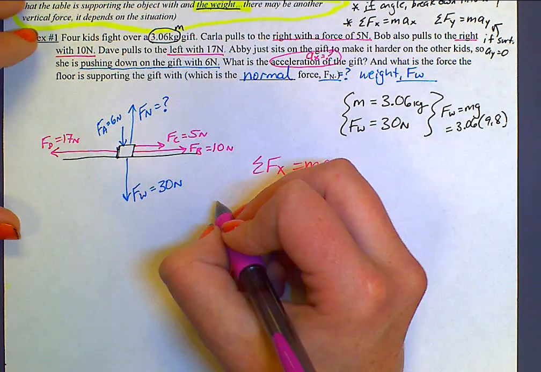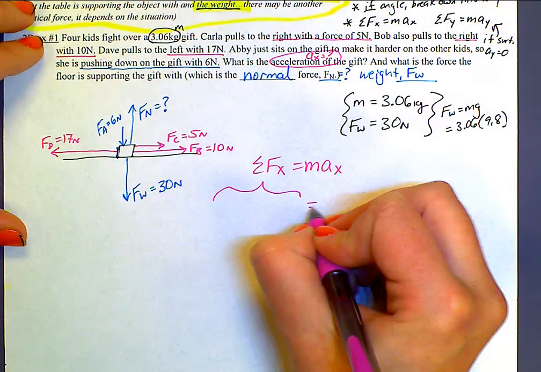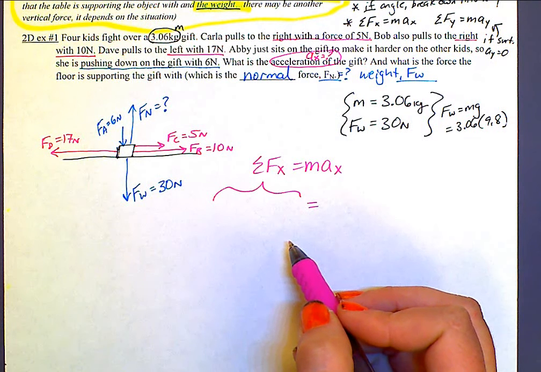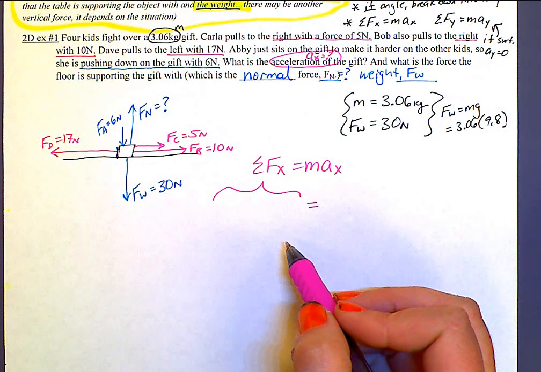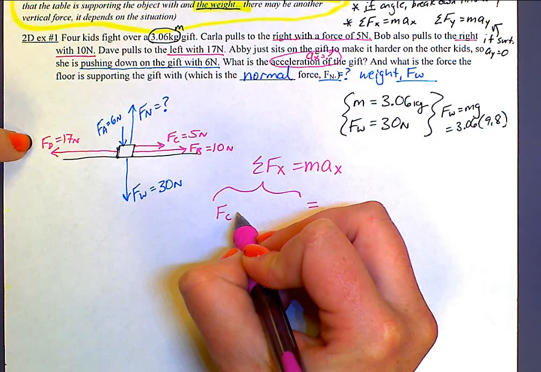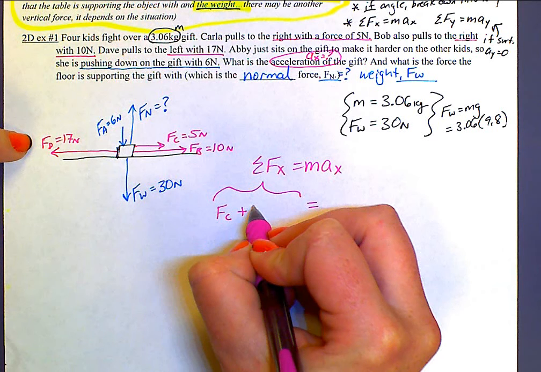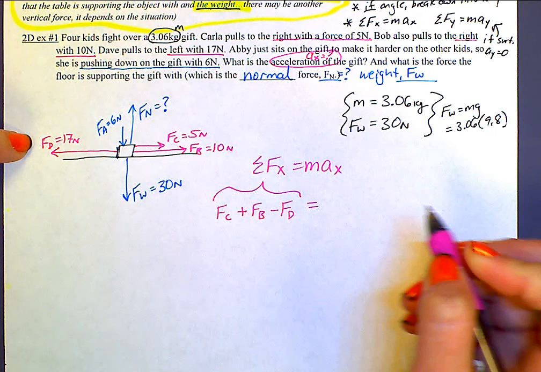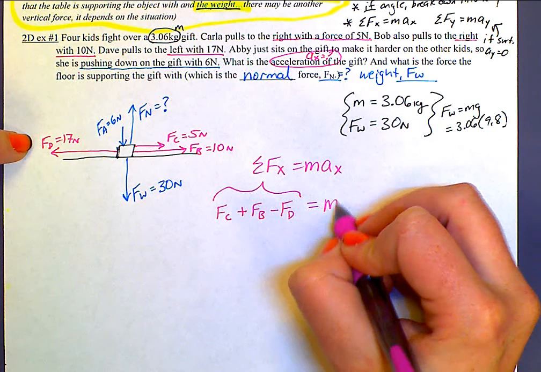In this case, I have three forces. On the left-hand side, I'm just writing down all the horizontal forces, with the appropriate positives and negatives denoting direction. And that's why arrows are important and necessary up on your free body diagram. So the force of Carla is forward, so it's positive. The force of Bob is positive, and then the force of Dave is backwards. And on this other side, I still just have m ax. And then I'm going to plug in the numbers.